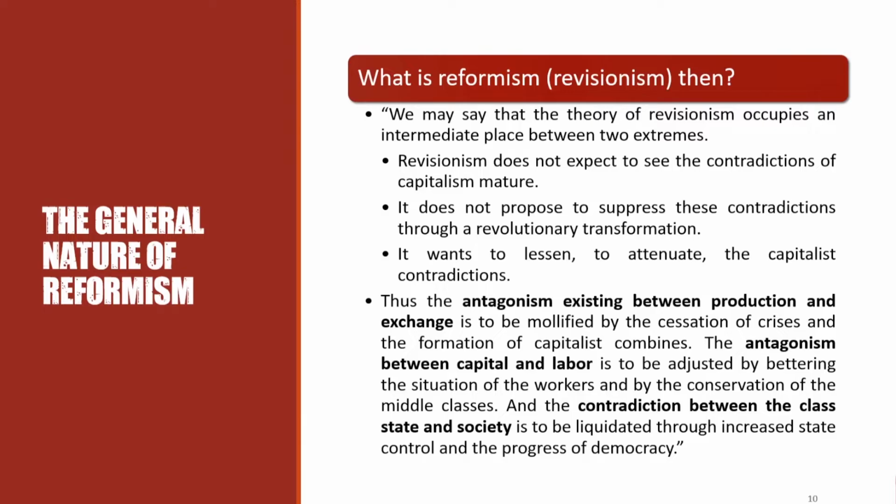Thus, the antagonism existing between production and exchange is to be mollified by the cessation of crises and the formation of capitalist combines. The antagonism between capital and labor is to be adjusted by bettering the situation of the workers and by the conservation of middle classes. And the contradiction between the class, state, and society is to be liquidated through increased state control and the progress of democracy.